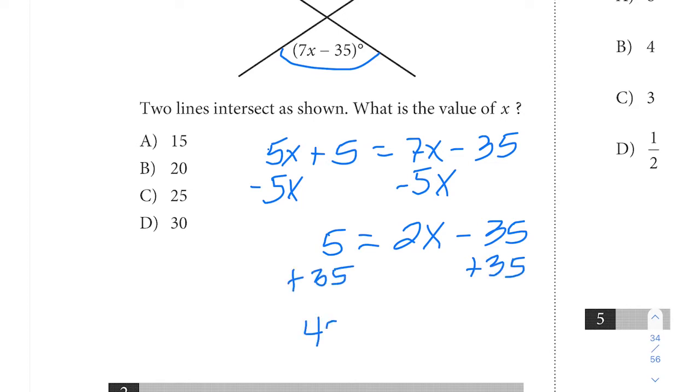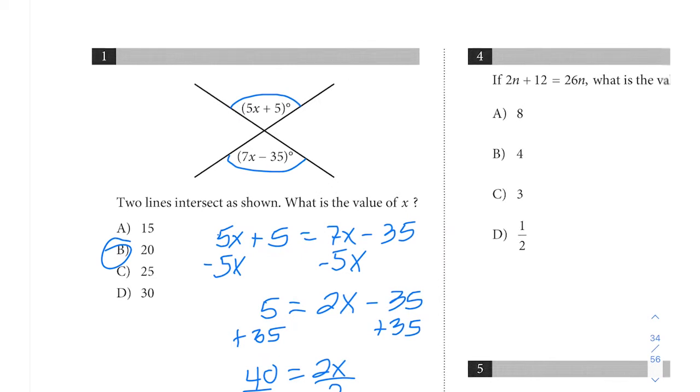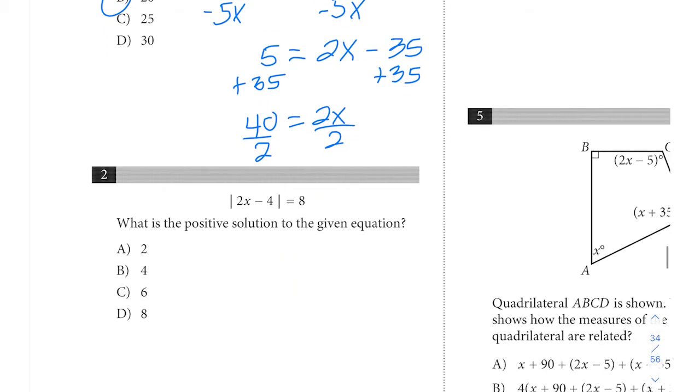We get 2x equals 40. Divide both sides by 2. And x will equal 20. So answer choice B for number 1. All right, let's go ahead and move on and take a look at number 2.